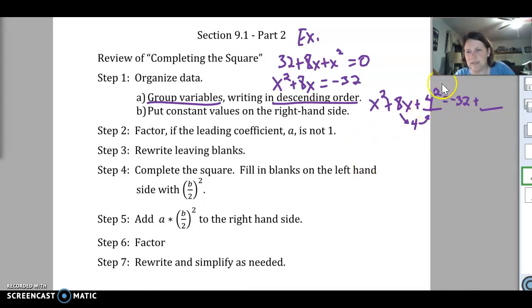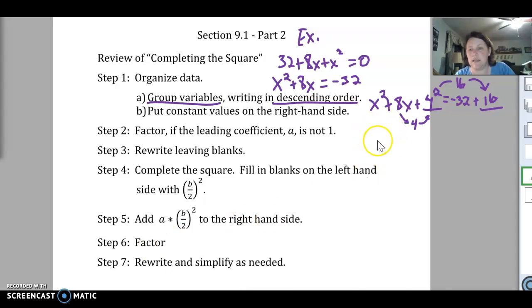Okay. Now, on the right-hand side, I want to write that in a more simplified manner so I can add that to negative 32 easier. So 4 squared is 16, and so that's how we're going to bring that down. Okay, now why didn't I go ahead and write 16 over here on the left-hand side? The reason is because when we get down here to step 6, where we're going to factor, I kind of did step 4, 5 was to add the 16 to the right-hand side. If we would have had an a value, I would have had to multiply that 16 by the a value. And we'll get to some examples that use that. But this one, we did not have to worry about that a value. So we just added 16 to the right-hand side.